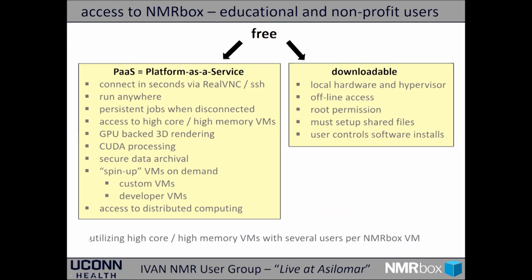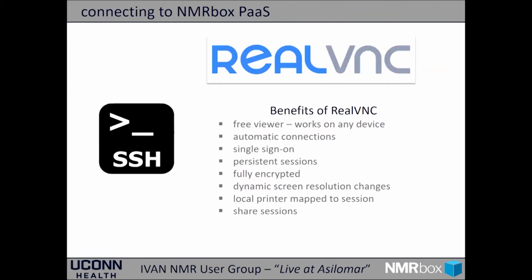Our model is to use high core, high memory VMs and locate several NMR users per VM. And we let the users choose and connect to whichever VM they want. And I'll show more on that in a moment. We do use RealVNC for the connections. Many of you probably have used VNC before to remote run your NMR spectrometers. We do use the commercial version called RealVNC, but the viewer is free. It works on any device.